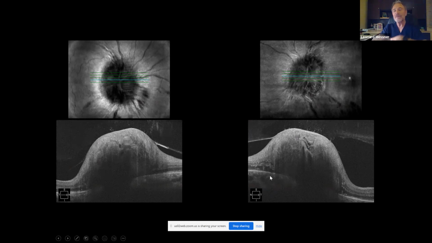So it's not important to be memorizing, well, is that a W? Is that an S? Is that a dome? To be truthful, most individuals have some combination. The important thing, going back to what I said before, is: is the RPE-Bruch's complex on plane or going down, which is normal, or is it bowing inward, which is absolutely abnormal?